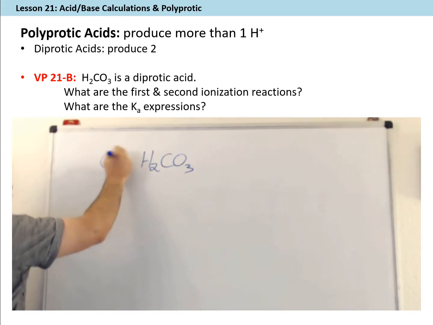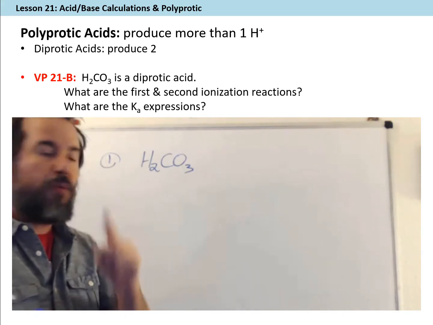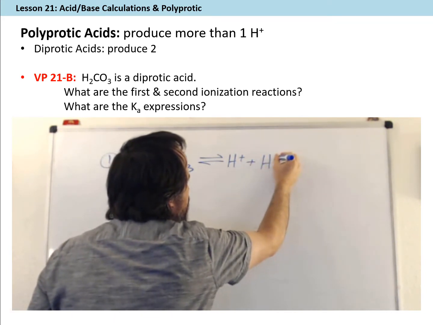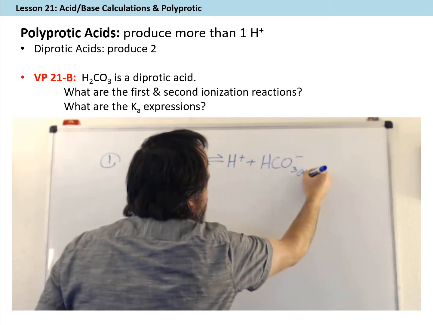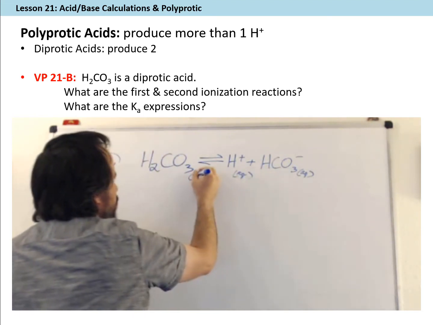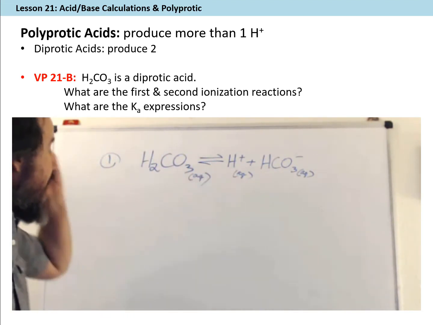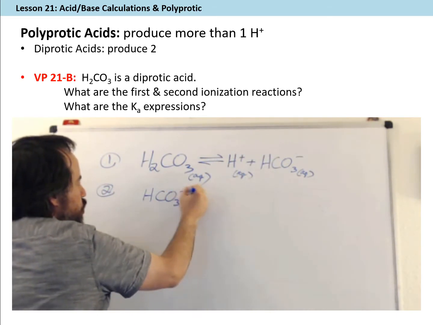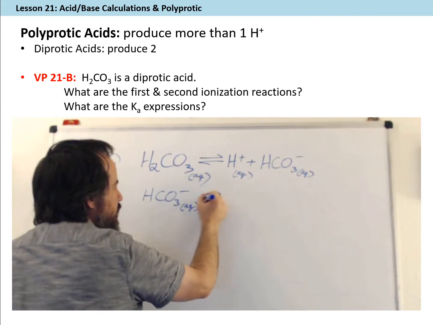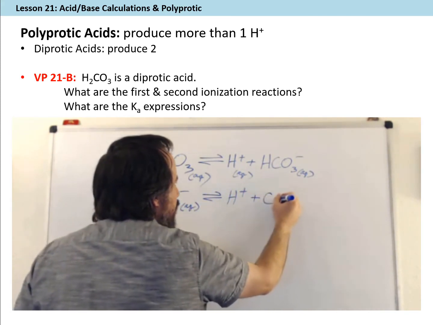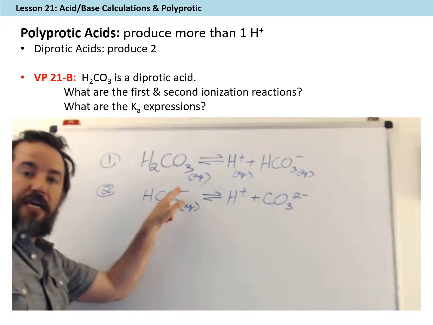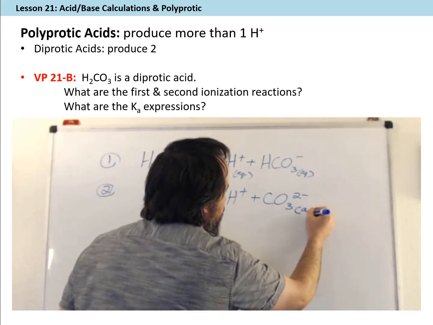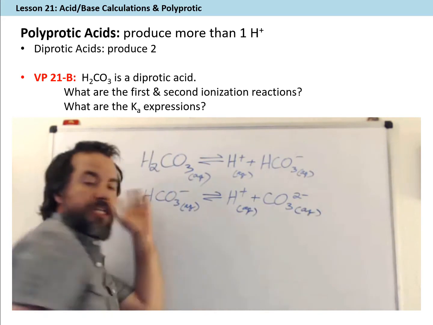So our first reaction is going to be this H2CO3 losing 1 H plus. These are all aqueous. Okay? And now our second one is what's left over losing its second H+. And notice, if I start off at negative and I lose something that's positive, that makes me more negative. Okay? These are my reactions.